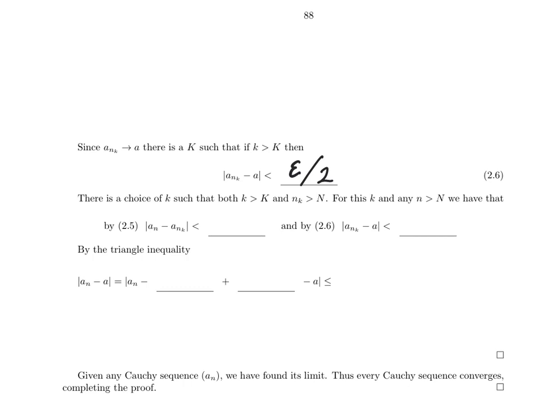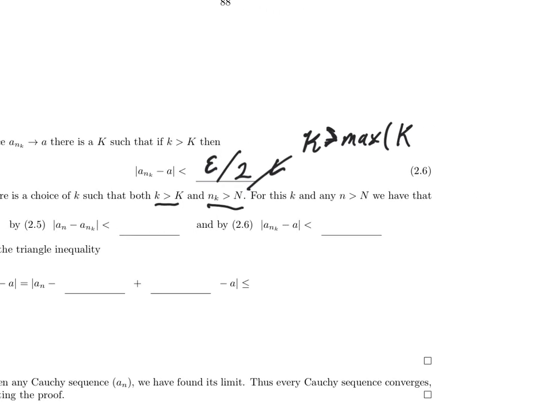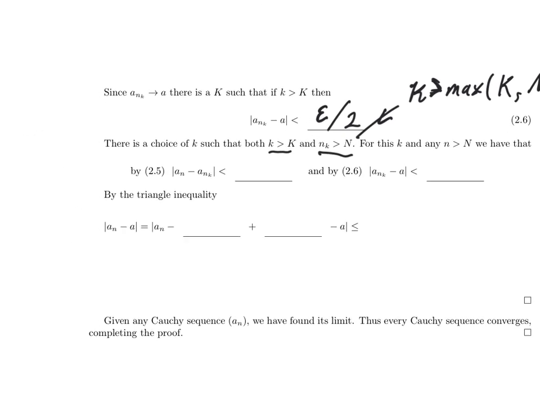All right. Now, I claim there is a choice of little k such that simultaneously little k is bigger than big K and n sub k is bigger than big N. Maybe I can even write down such a k. I think little k greater than the max of big K and big N will work, because if little k is bigger than big N, then n sub k will be bigger than or equal to k, which will be bigger than big N. So I'll get both of these happening simultaneously.